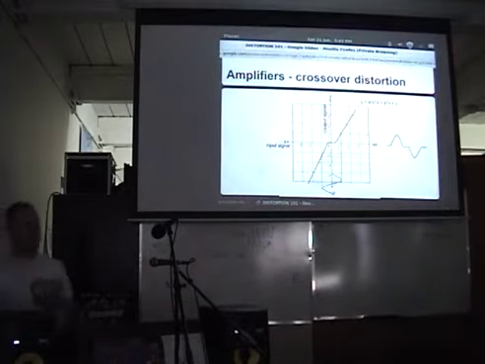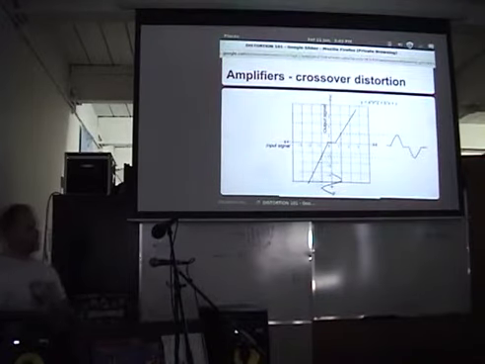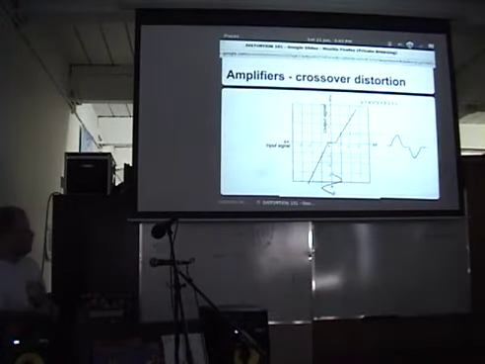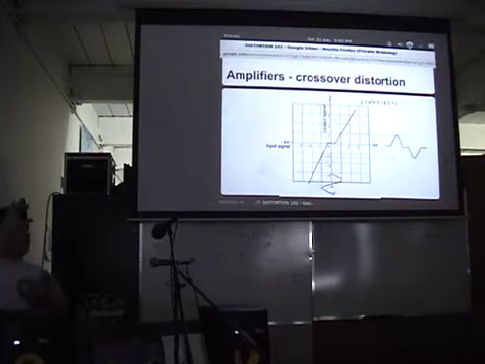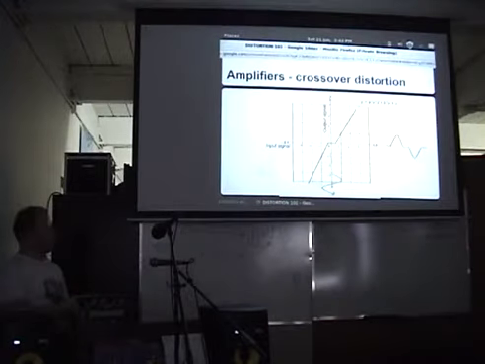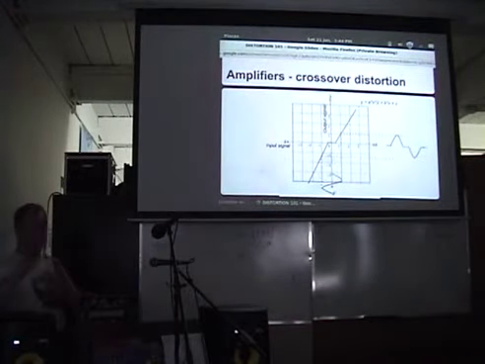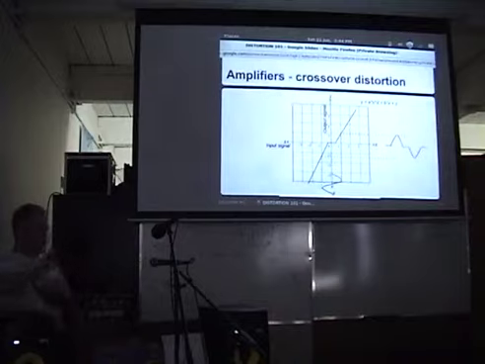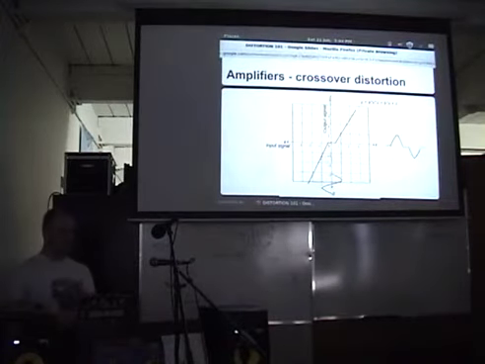A classic thing for PA systems, or sucky ones I should say, is crossover distortion. That's when you have two output transistors, or two things that are driving the signal. For one portion of the input, one transistor is giving power, and for another portion of the input, a different transistor is giving the power.